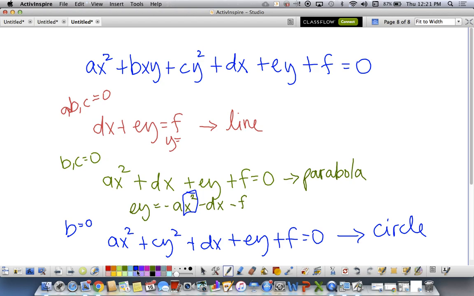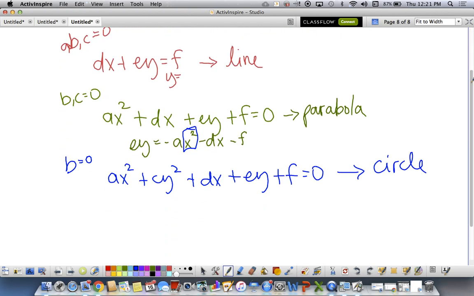You're going to have a circle if A equals C. It's a circle. The coefficient on the x squared and the y squared, two whole letters, A equals C. If they're different, we can have different things. It can be a hyperbola or it can be an ellipse. So it's a circle if A equals C.